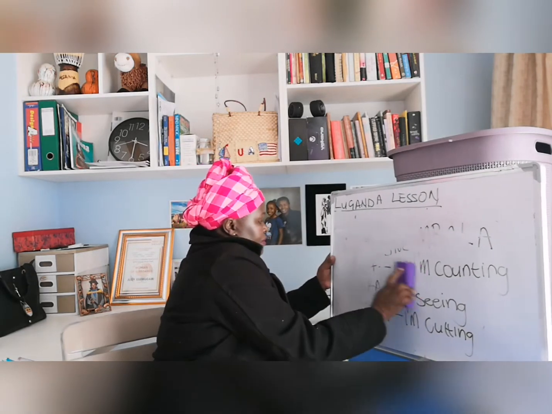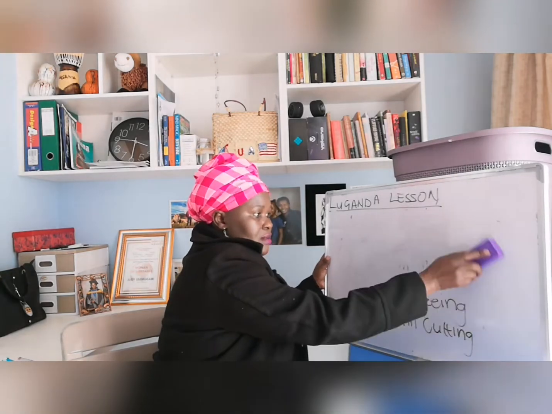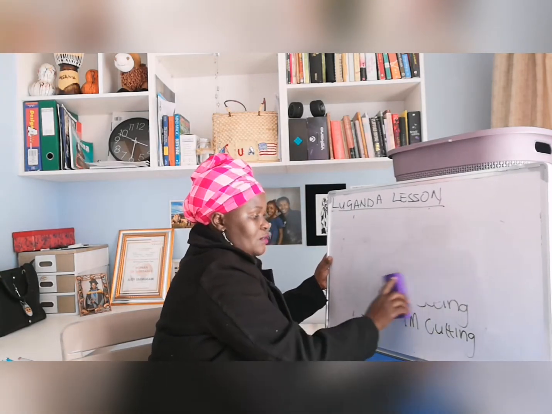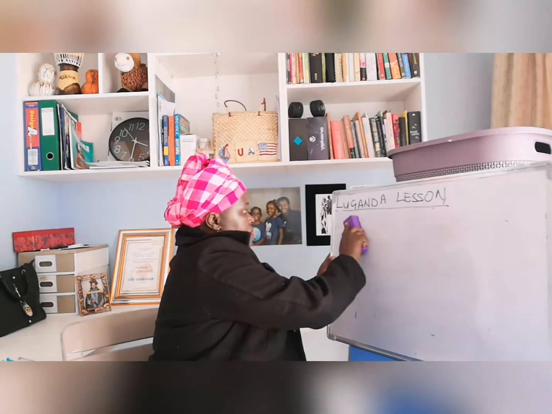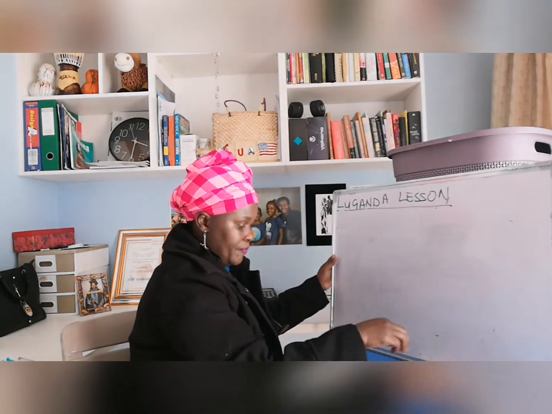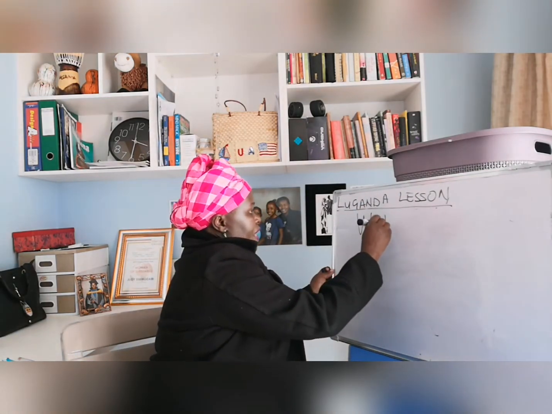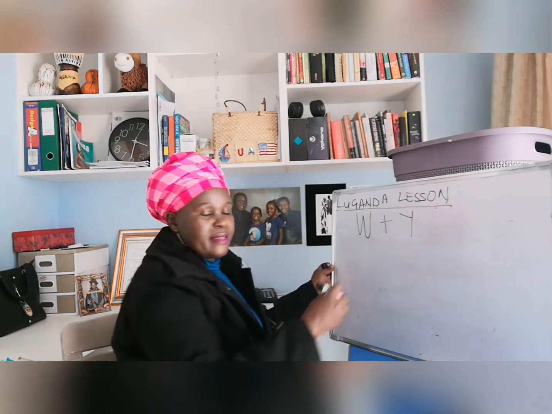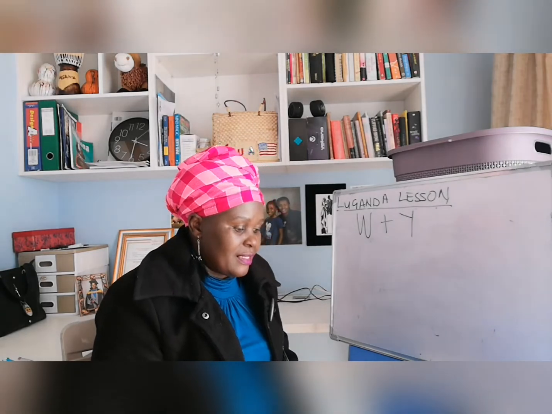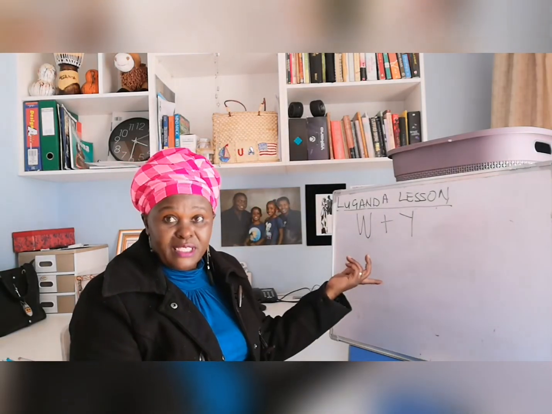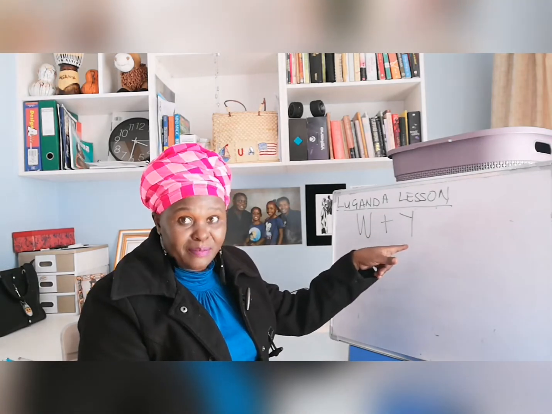Another two letters which we can add together with another consonant to make a word are W and Y. We call these two consonants semi-vowels.